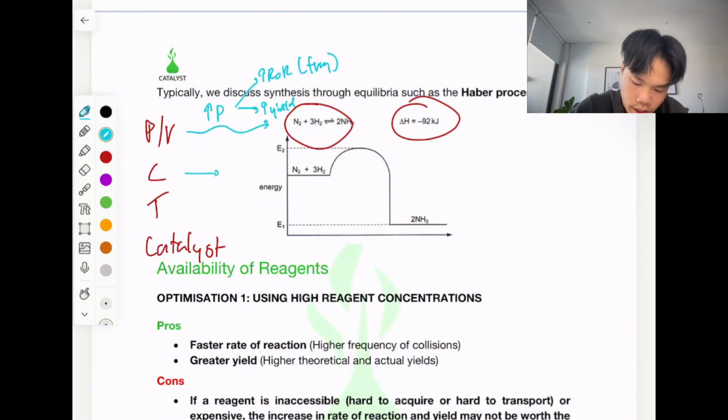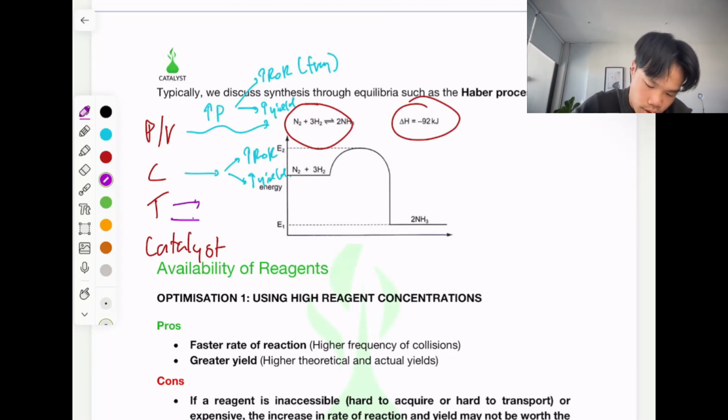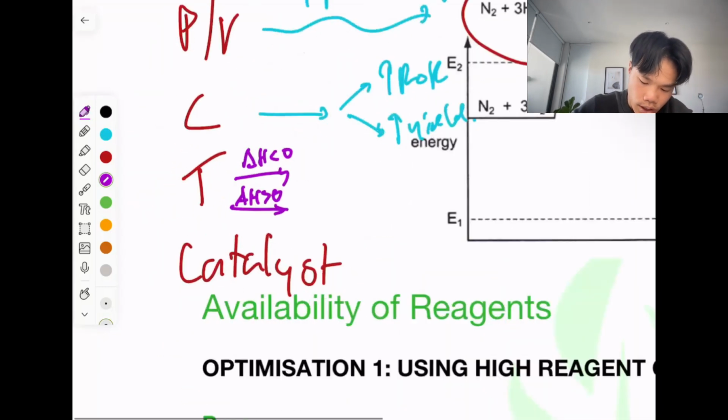Concentration is also fairly black and white. If you're increasing the concentration of reactants, you are not only increasing rate of reaction because of more frequent collisions, you're also increasing the yield because you simply have more reactant to make into product. Temperature is where there's a bit more debate, where you may have what we refer to as compromise conditions. So it has two streams. If you have delta H less than 0, or delta H greater than 0, the easier of the two is where you have delta H greater than 0.